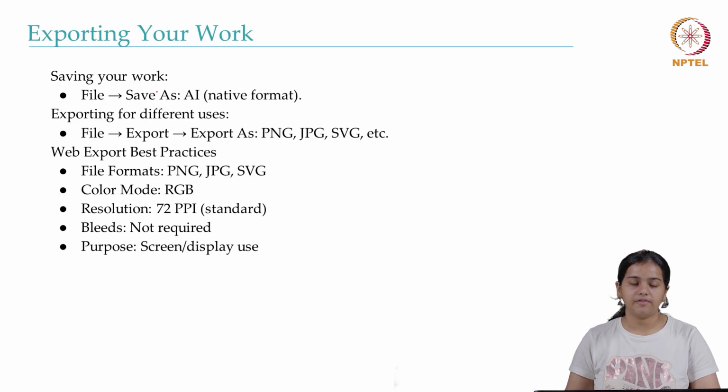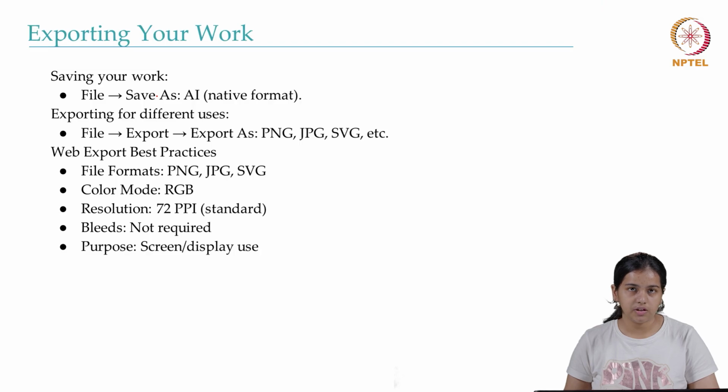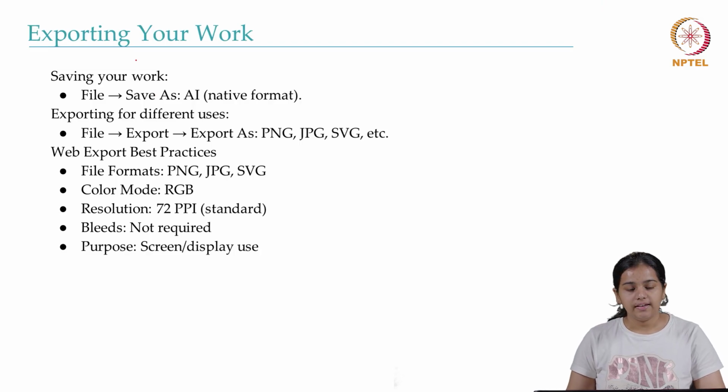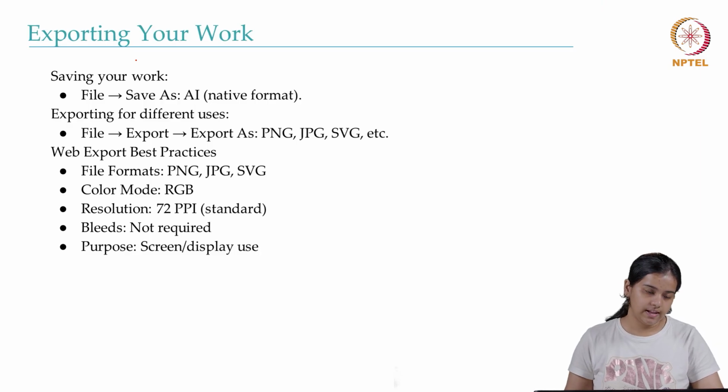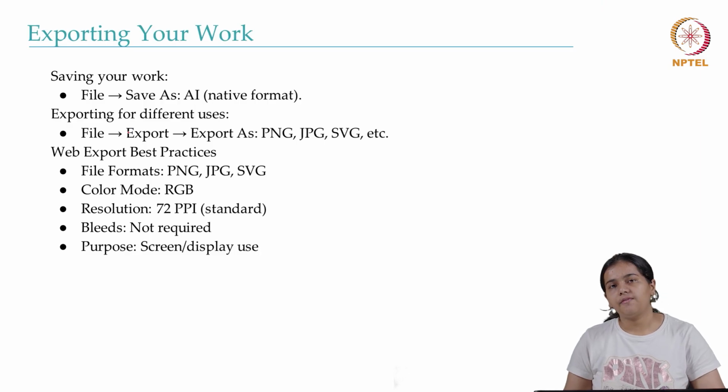Now after making your design, you have to export your work. To export your work, firstly save your AI file by going to File, Save As, and write your file name there and save. And to export the different file types, you can go to File, then Export As, and you can choose between PNG, JPG, SVG, PDF as you wish.